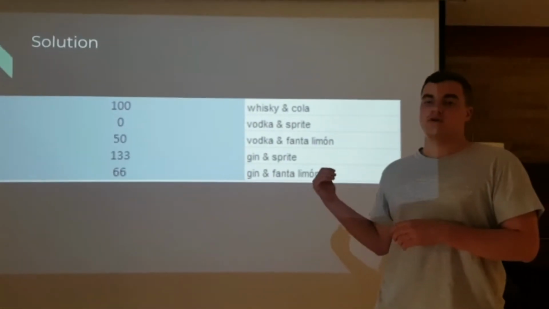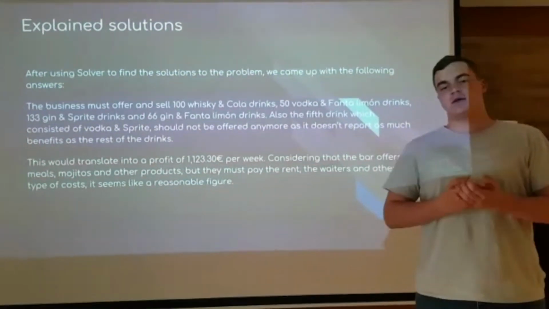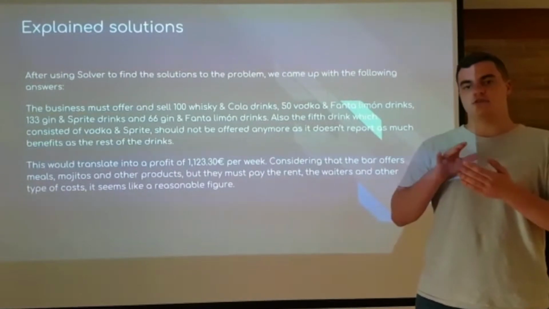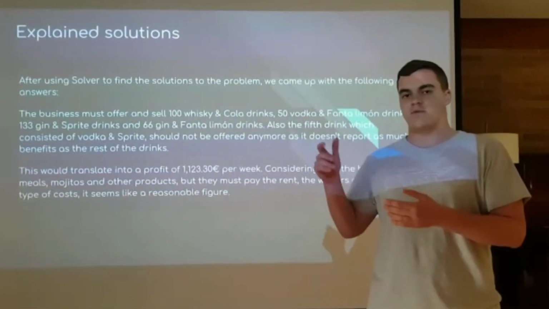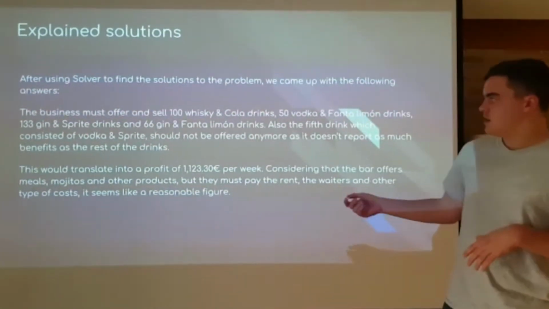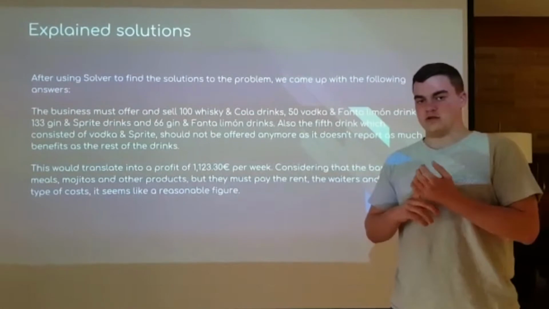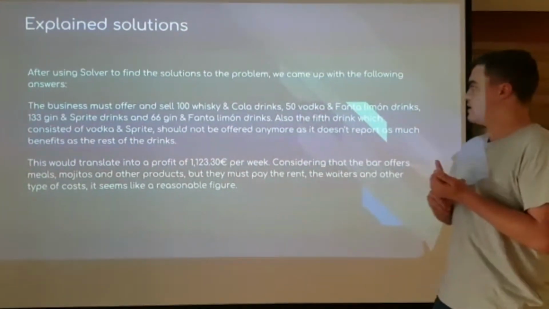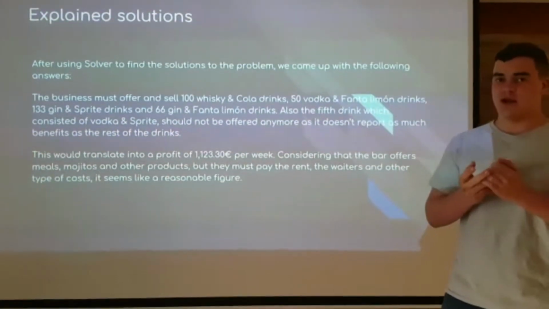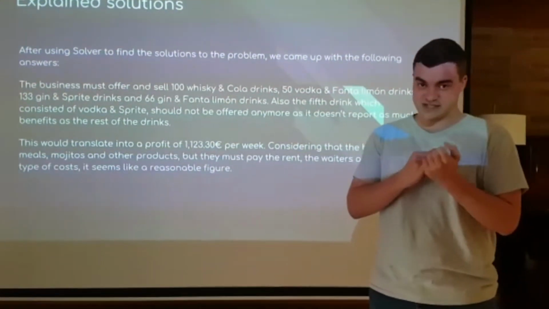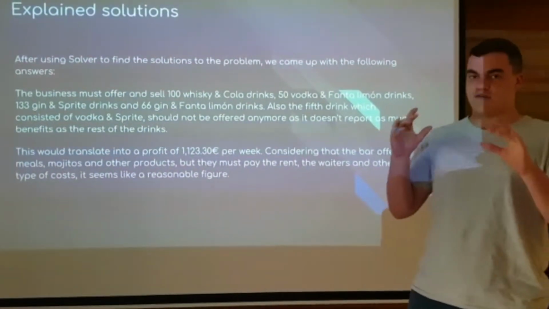These are the solutions that we got after using the Solver tool in Excel. After collecting all the data and using Excel to solve the problem, we used the Solver tool and we came up with these solutions. So, the business must offer 100 whiskey and cola drinks, then 50 vodka and Fanta Limon, 133 gin and Sprite, and 66 gin and Fanta Limon in order to be profitable.